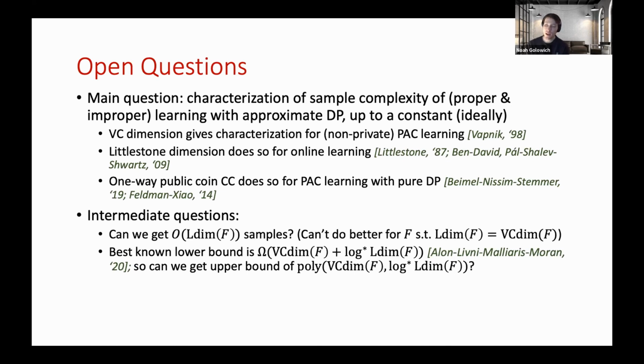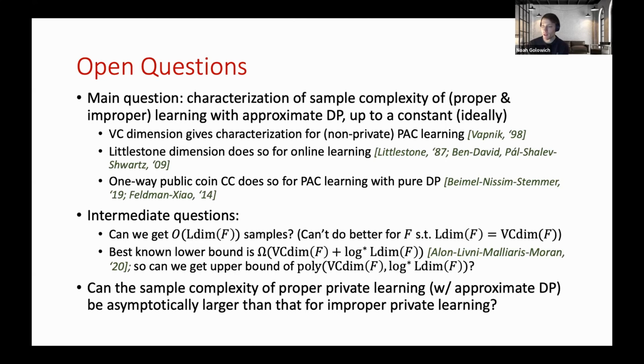So the best known lower bound on the sample complexity of private learning is in the order of VC dimension plus log star of Littlestone dimension. Can we get something that's polynomial as an upper bound, polynomial in VC dimension and log star of Littlestone dimension? This would be much, much stronger than our result, but maybe it's possible.